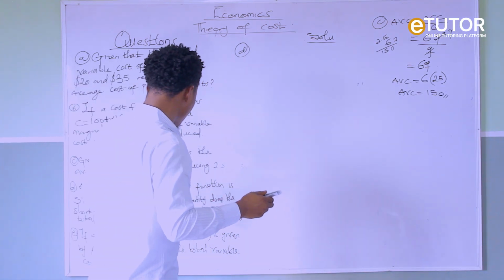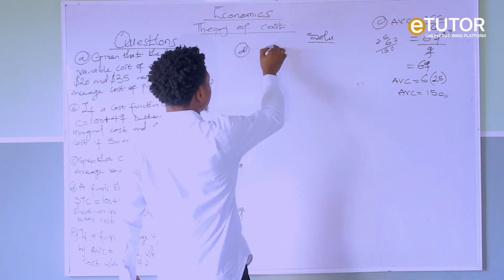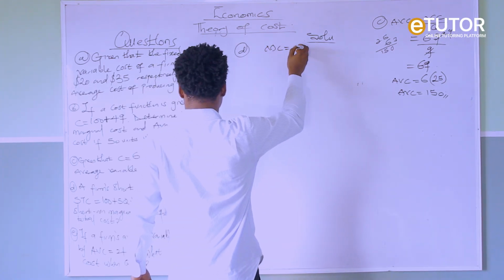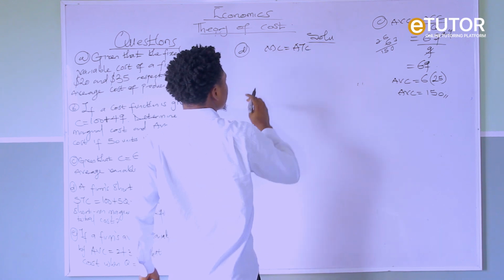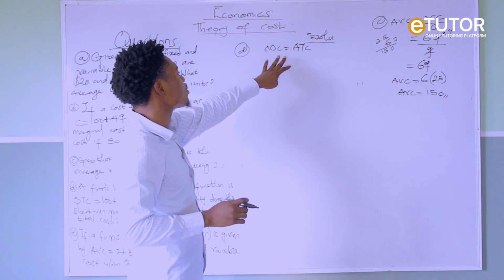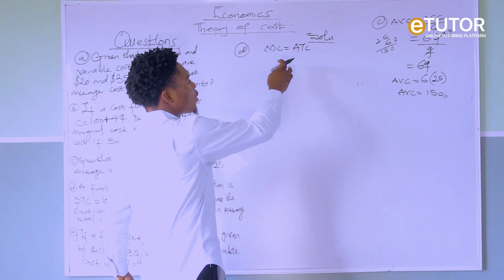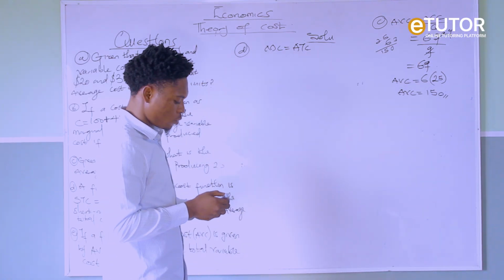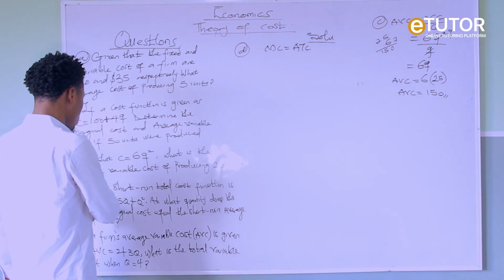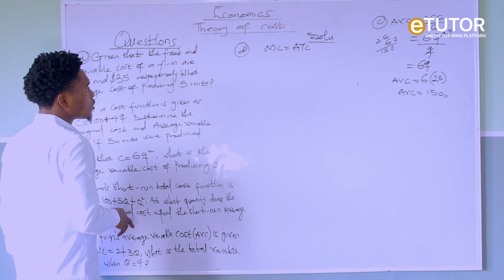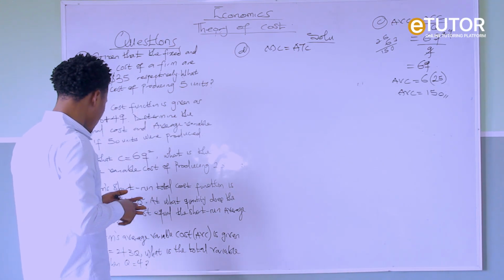At what point? At what quantity? So I say MC equals average total cost, right? Now, I told you that when MC equals the average total cost, the average total cost must be at minimum. So what do we need to do? We need to minimize the total cost, right?